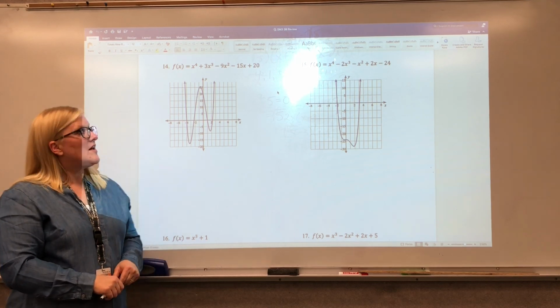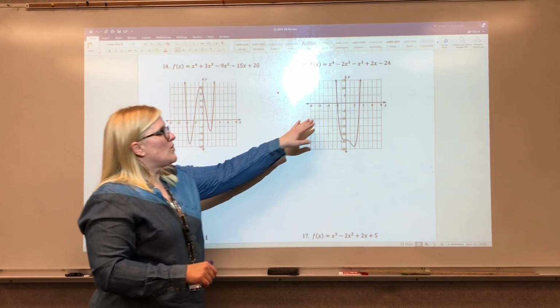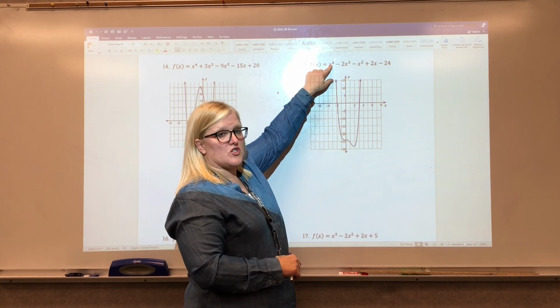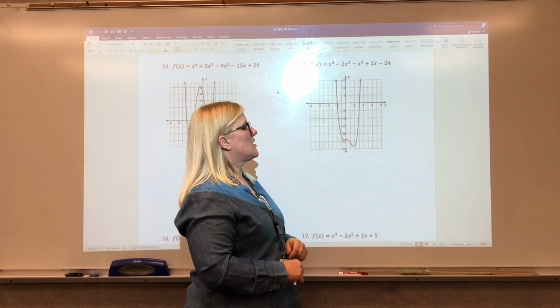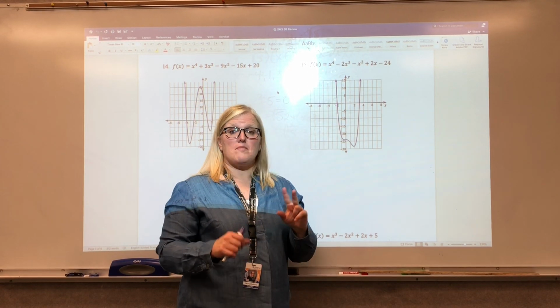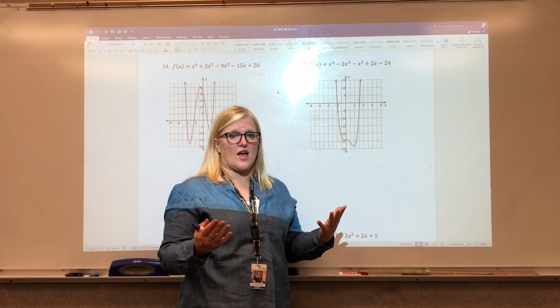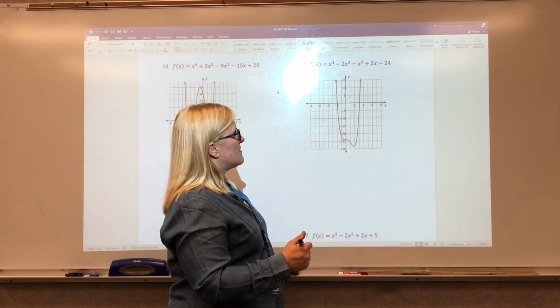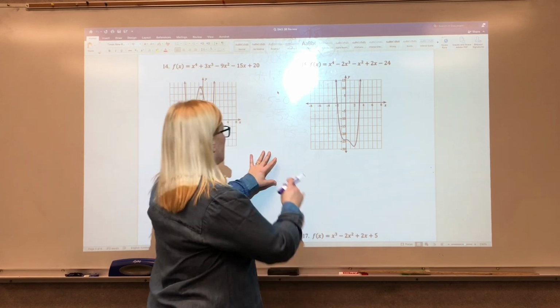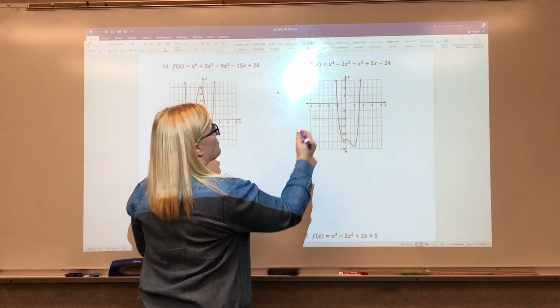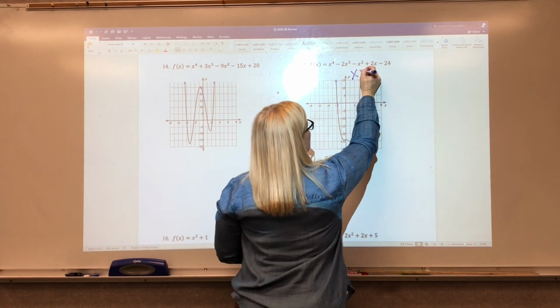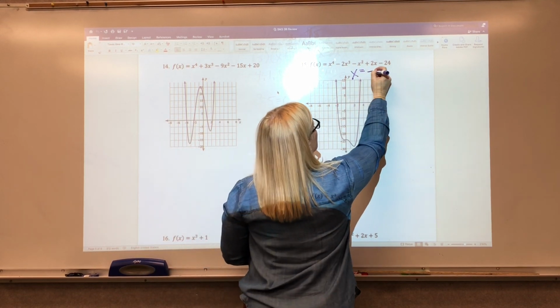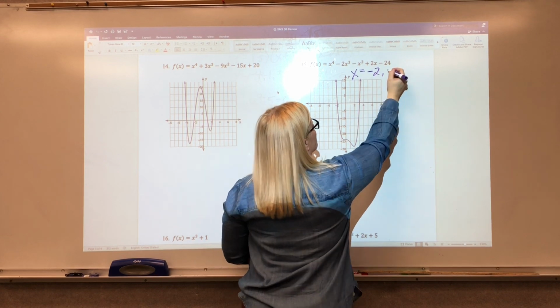All right, number 15. We see that we have 4 solutions and 2 of them are real. That means 2 of them are imaginary, so I'm going to have to use the quadratic formula at some point. I wish I had more space. So we'll start over here. Okay, but I know x equals -2, and it also equals 3.